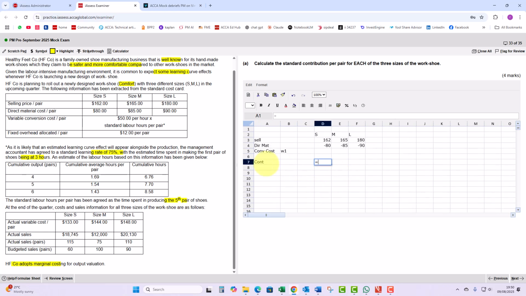And so the contribution is going to be the sum of the 3 above. Just for completion, I'll put dollars up the top. So this is probably how the marks are allocated. There's probably a mark for this side working, and then 1 mark for each of the columns I've done here.